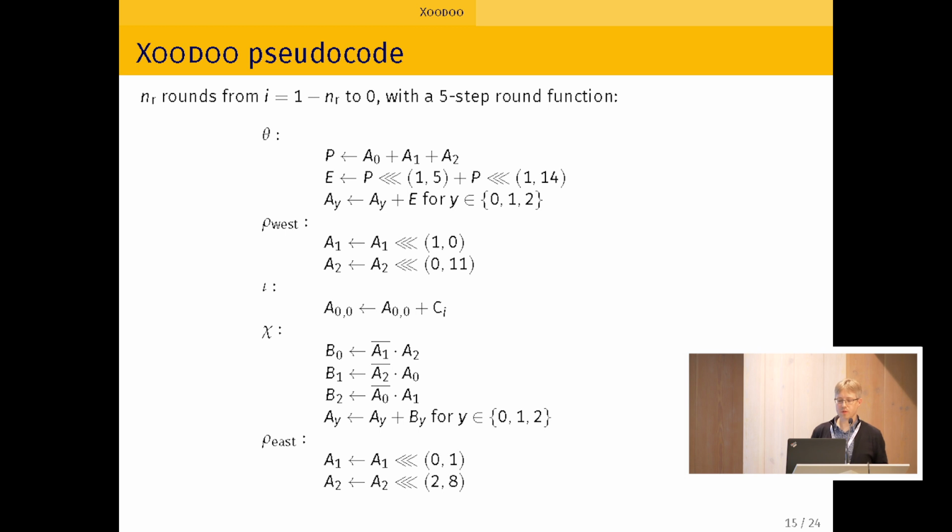So that's the pseudocode of Xoodoo. First theta, computing the parity, having the 2 copies, and then XORing them back. Row west, shifting the 2 planes. Iota, round constants. Chi, computing the products and then XORing them back. And then row east, moving the two planes.